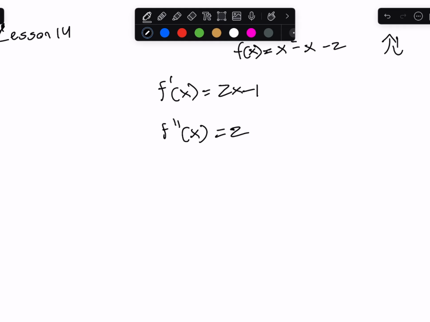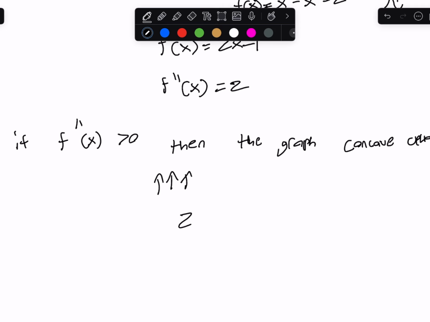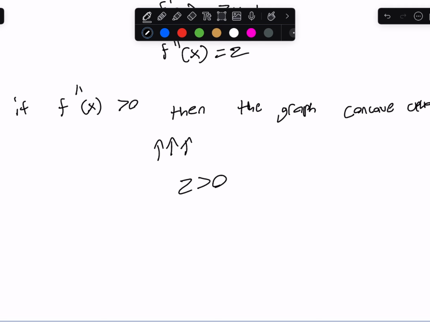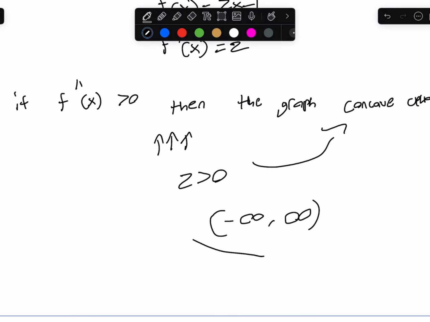Now, we know if the second derivative is greater than 0, then the graph will always concave upward. Always up. If it is positive, it is over 0. So 2 is greater than 0. So now we know that our graph is always going to concave upward. And this is represented by the open interval negative infinity comma infinity. So at all points, it will be concaving upward.